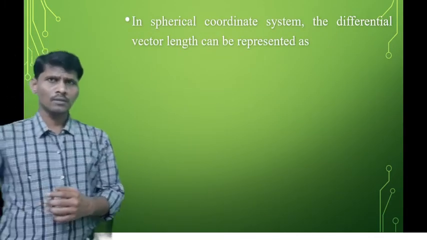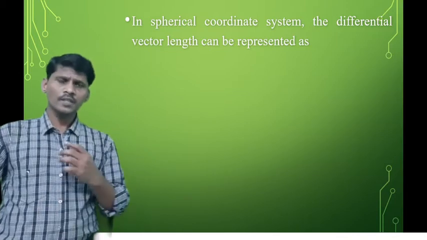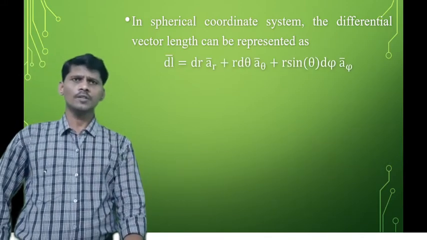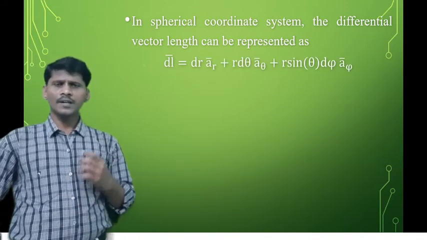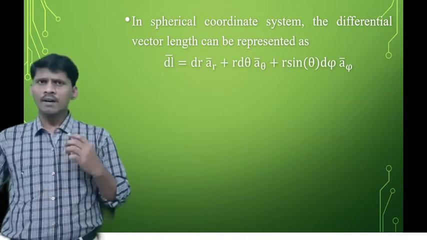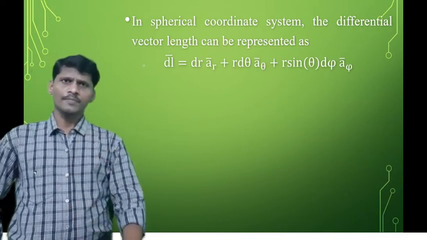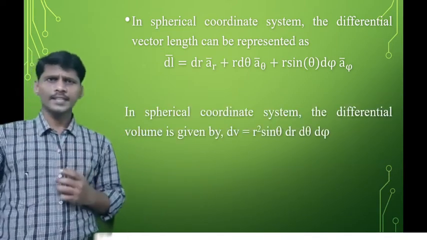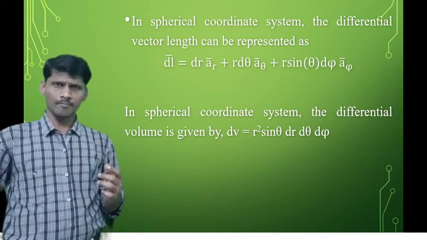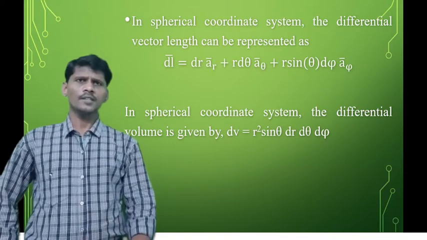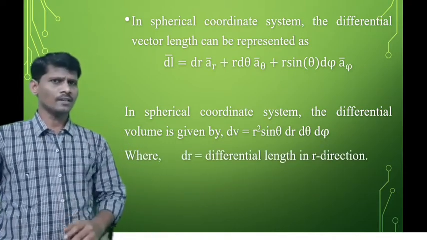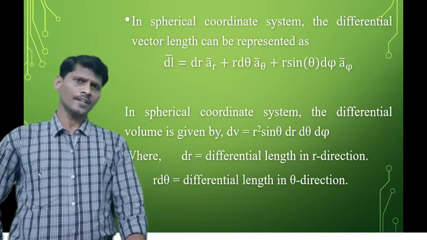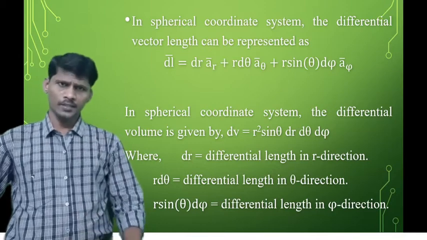Next, coming to differential length in spherical coordinate system. In spherical coordinate system, the elementary length or differential length is given by dl bar is equal to dr into ar bar plus r d theta into a theta bar plus r sin theta d phi a phi bar. And differential volume is given by dv is equal to r square sin theta dr d theta d phi, where dr is the differential length in r direction, r d theta is the differential length in theta direction, r sin theta d phi is the differential length in phi direction.